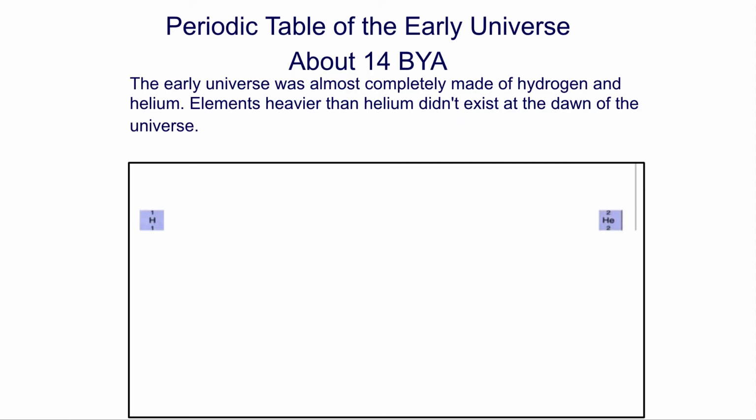Check out this image. This is the periodic table of elements that was available at the dawn of the universe. As you can see, it's pretty empty, and the only two elements available on it are hydrogen and helium. The heavier elements did not yet exist in the early universe. So how did they get there?